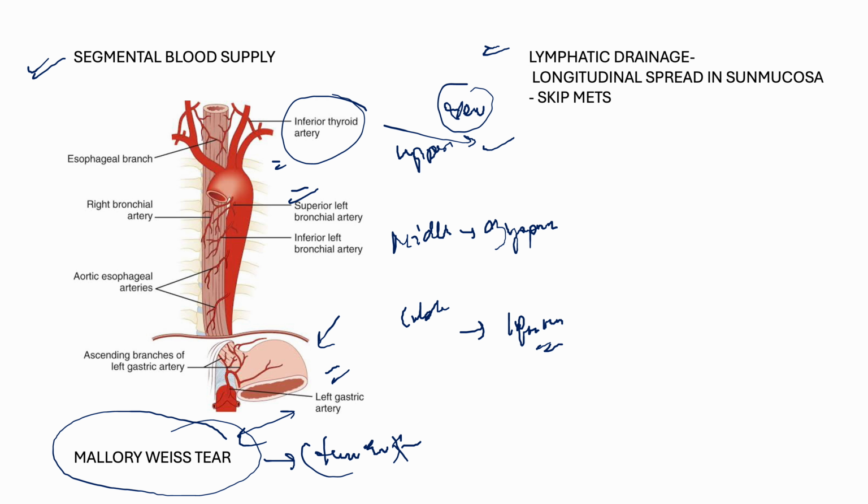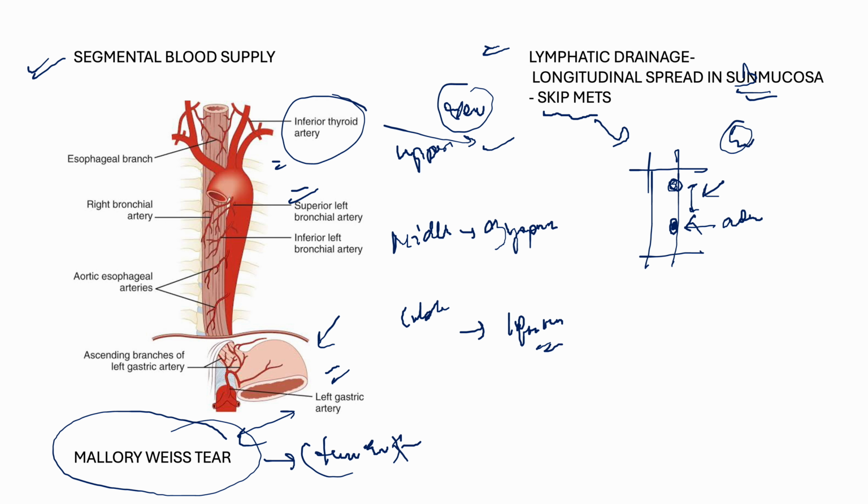The lymphatic drainage is present in the submucosal space, and because it is a longitudinal spread, there can be skip metastasis. What is the clinical importance of this? Suppose this is the esophagus and this is the site of adenocarcinoma, there can be metastasis at a distance, with a normal part in between. Hence, when we do an esophagectomy, we need to keep high-level margins. We're going to discuss this in the section on adenocarcinoma.